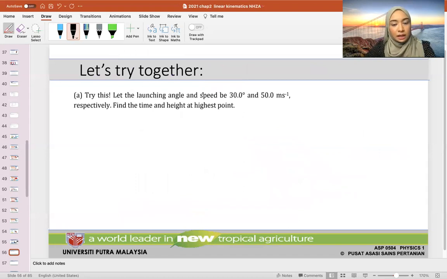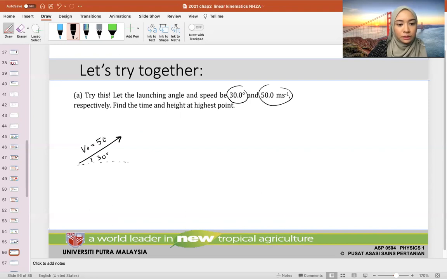Try this. Let the launching angle and speed be 30 degrees and 50. So it's saying that we have a vector, velocity. Although it says speed, we have the angle and the magnitude of the speed, so therefore it's a vector. This is 30 degrees with respect to the x-axis, and this is V naught equals 50 meters per second. This is our first information. Find the time and height at the highest point. It's asking for T, and H, capital H, because it's at the highest point.